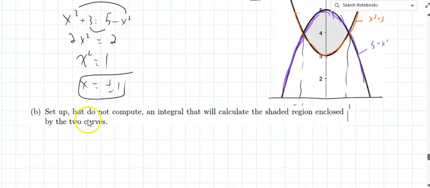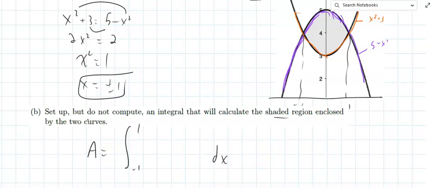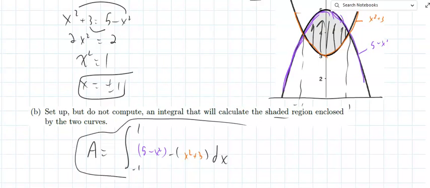Set up, do not compute, an integral that will find the shaded region from -1 to 1. I'm going to run with respect to x, meaning we're running vertically. I notice that over this interval, the top is the purple, and the base is the orange. And that will do the trick. That will find me the shaded area.